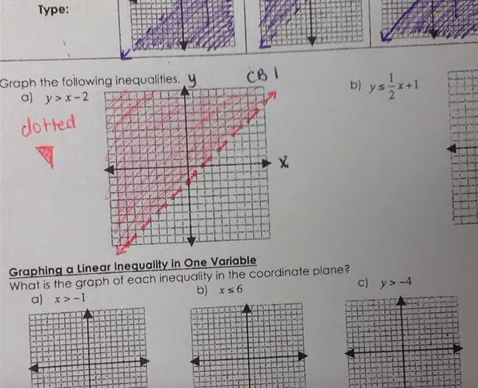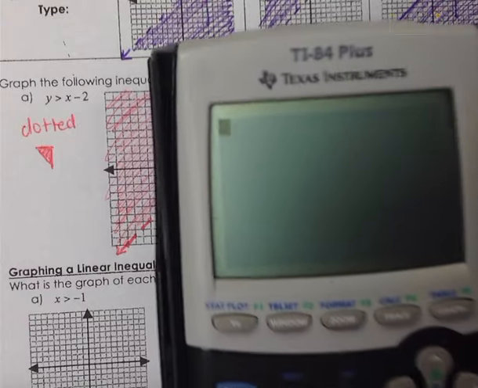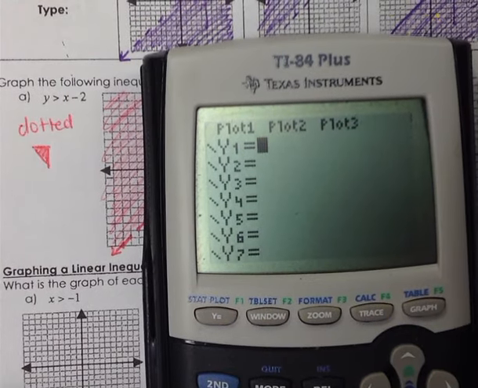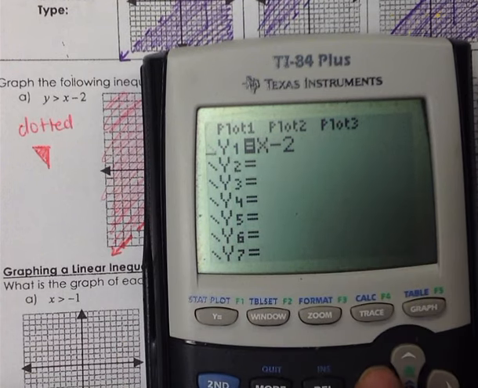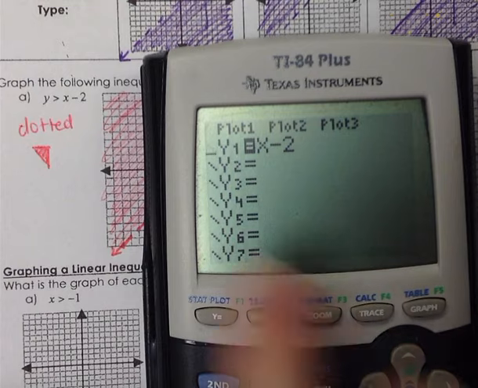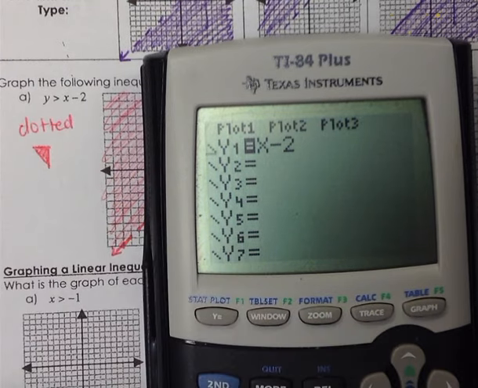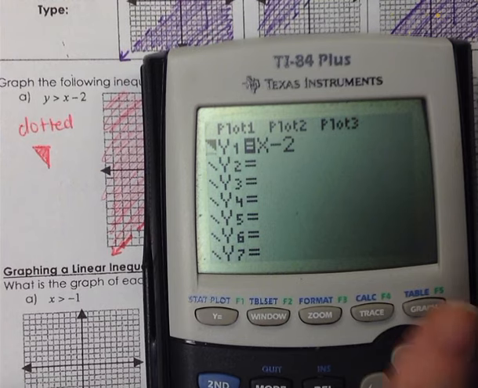Now if I wanted to check this on my calculator, I would go to my y equals, and I will type in that x minus 2, but before I press graph, I'm going to come over to this left-hand side. I'm going to press enter until I get to this symbol that's pointing up and to the right. So I'm going to press enter. That's not the one I want. Enter. That one is pointing up and to the right. So that's what I want.